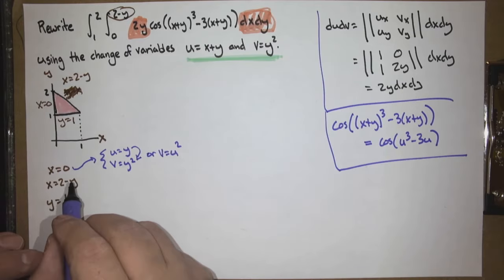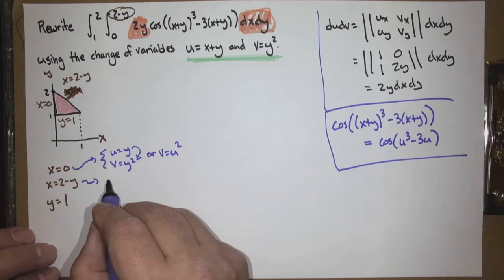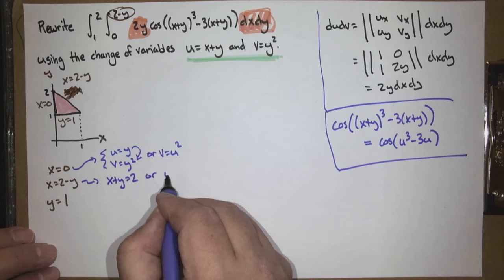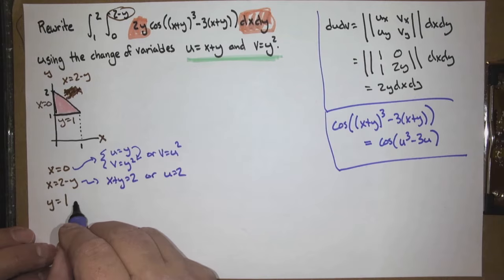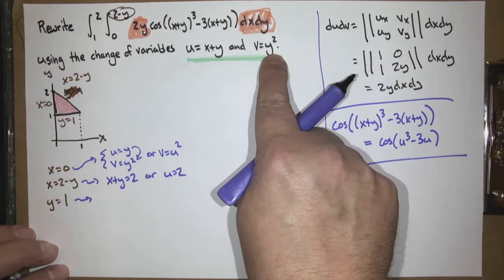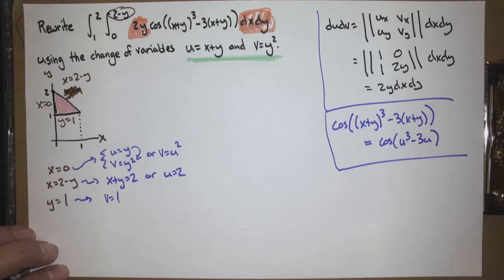Okay, x equals 2 minus y. What's another way to write that one? x plus y equals 2, or u equals 2. y equals 1, v equals 1. So now we have our 3 curves.